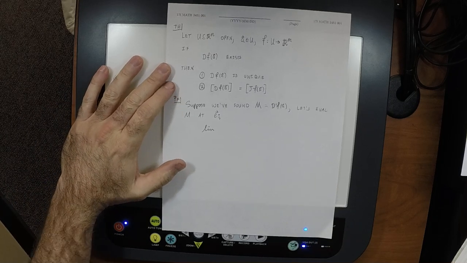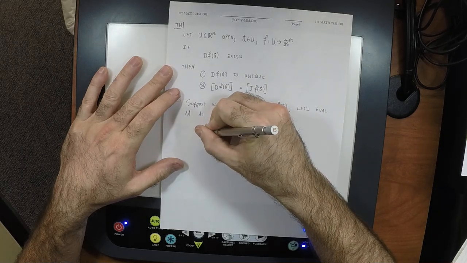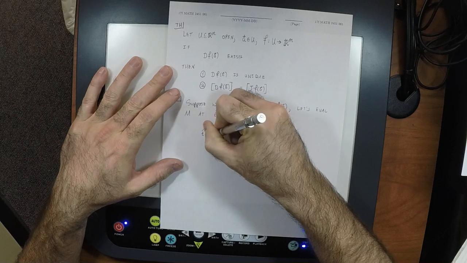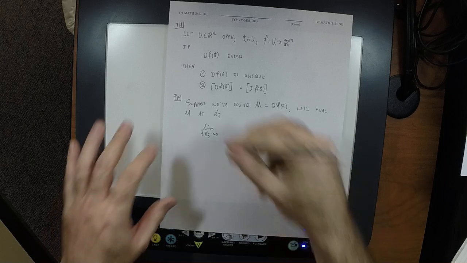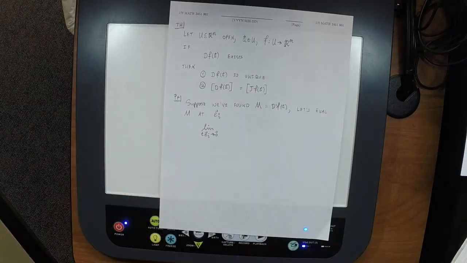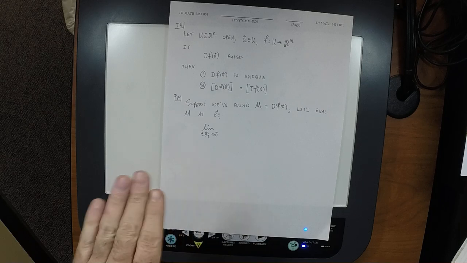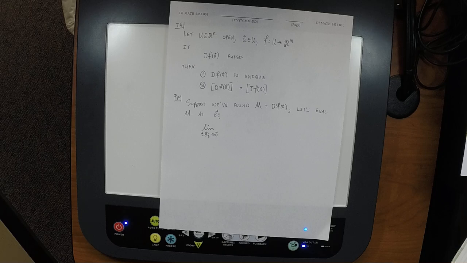So the limit as t e_i goes to zero. We're going to just travel along this one particular basis vector. So this isn't a general h. This is a specific h. And it makes fine sense for us to choose a specific h. Why does it make fine sense for us to choose a specific h?